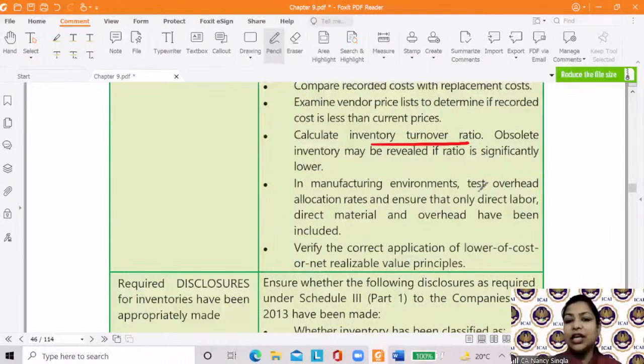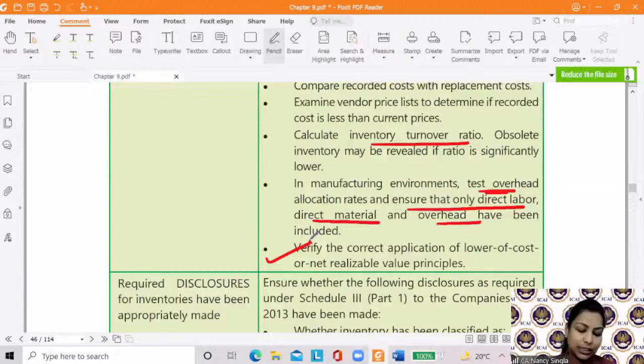In manufacturing environments, look at the overheads: only direct labour and direct material overheads have been included. And see that the correct application of cost or NRV, whichever is lower, has been considered. Simple, isn't it? In many places you must have found that there is a repetition. Why? Because raw material, work in progress, finished goods are inventory, so ultimately cost or NRV, whichever is lower, will come in, right.